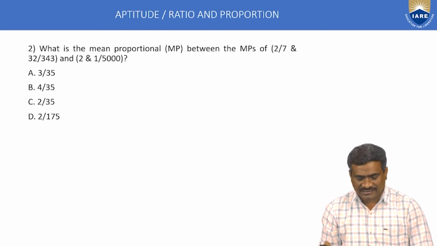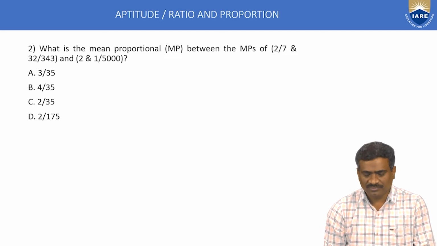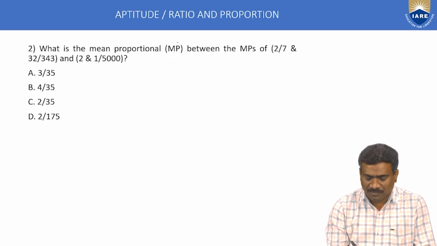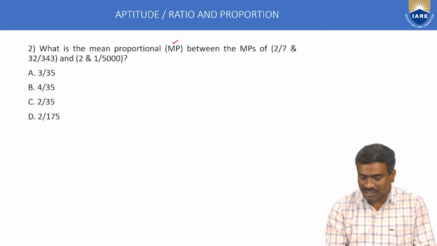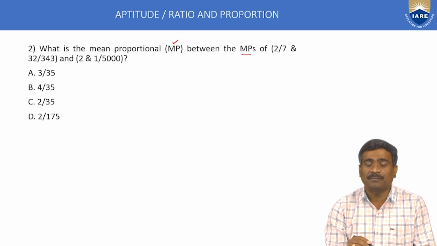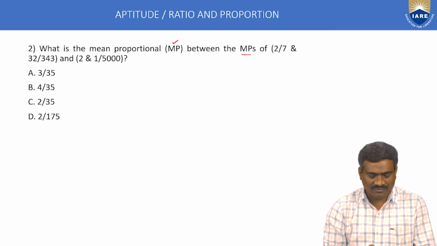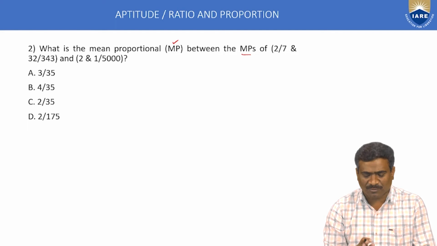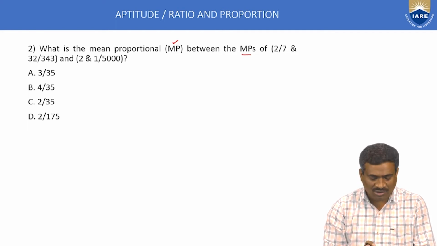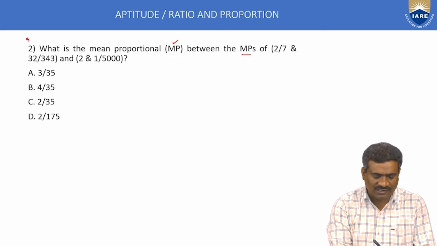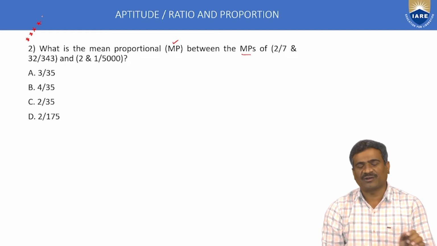Next, the second example, number 2. What is the mean proportional between the pairs? MP indicates mean proportional: of 2 by 7 and 32 by 343, and of 2 and 1 by 5000. Option A 3 by 35, B 4 by 35, C 2 by 35, D 2 by 175.